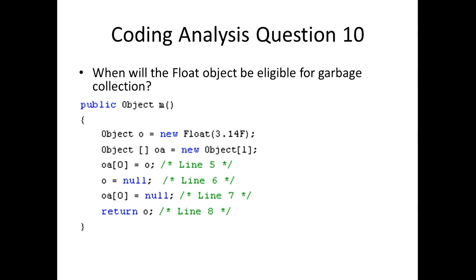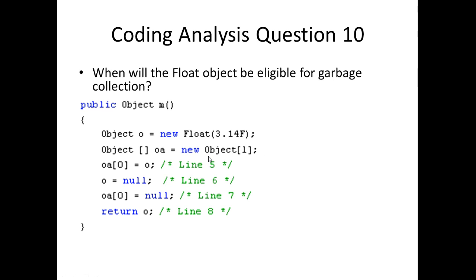Basically what that means is that if an object is no longer in use, it has the ability to be garbage collected. Okay, so let's look at each line of this code now. We have an object O equals new Float, which is going to be 3.14f. And then the line right after that, object array OA equals new Object.